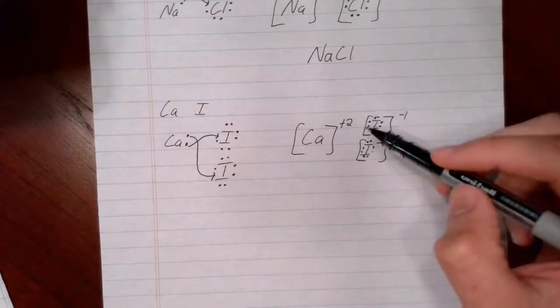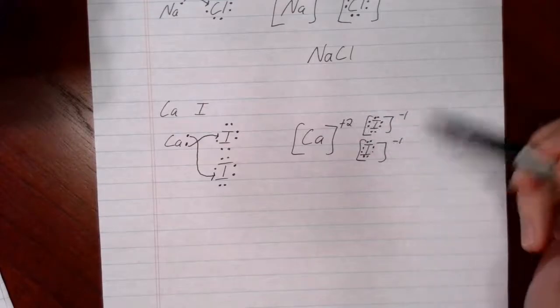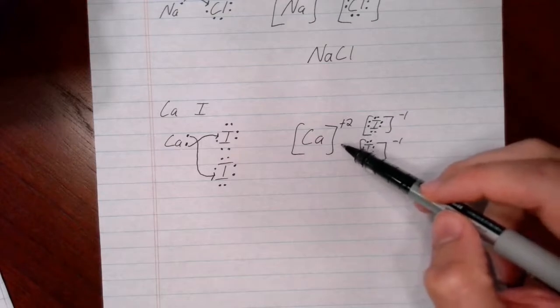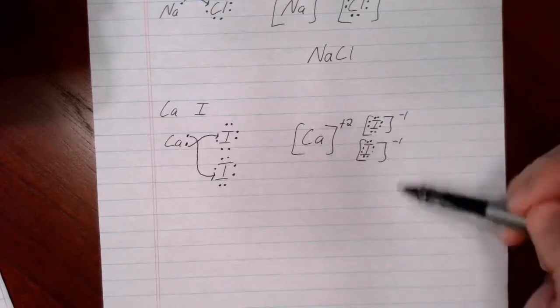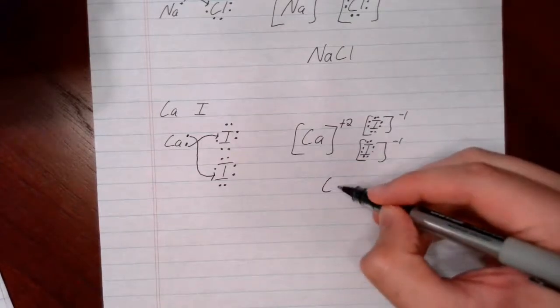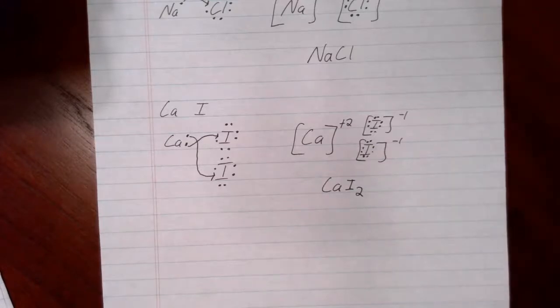So now we see, does the overall charge equal 0? Yes. +2 minus 2 is 0, and we see the atoms have the correct charges. If you look at the table, calcium prefers a +2 charge, iodine prefers a -1 charge, so we did that correctly. So our formula would be CaI2, because I need 2 iodines for every calcium.